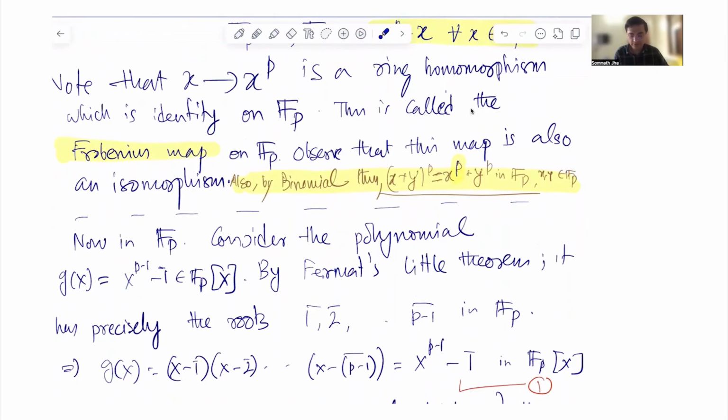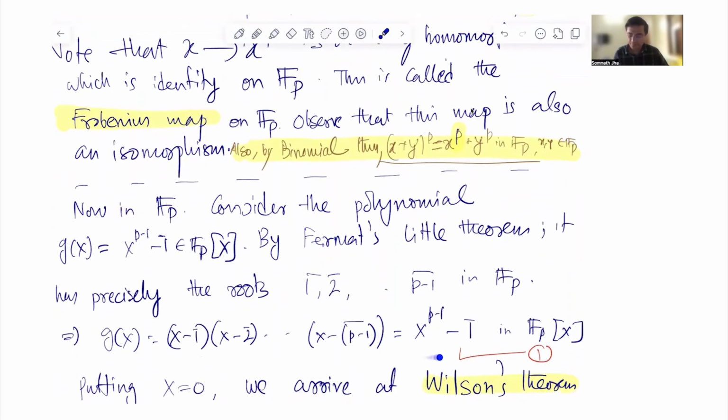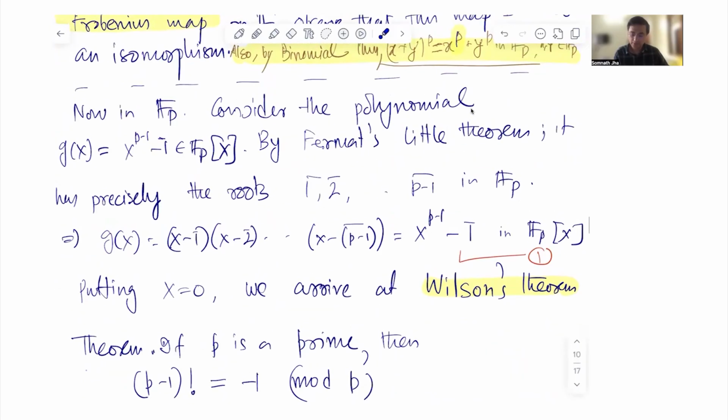It's a polynomial over a field with leading coefficient 1. So it has already p minus 1 roots. So the polynomial breaks into linear factors: x to the power p minus 1 minus 1, where this 1 is the 1 in F_p, equals (x minus 1)(x minus 2) up to (x minus (p minus 1)), right? So in particular, if I put x equal to 0 on both sides, then what do you get? You get minus 1, minus 1, minus 1, p minus 1 times, where p minus 1 is an even number.